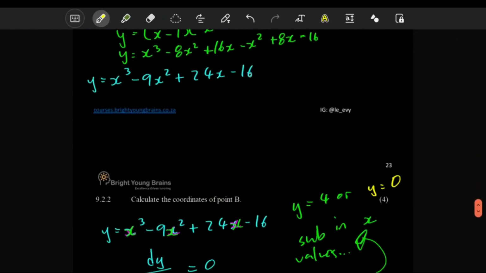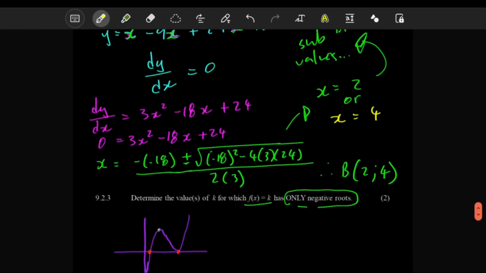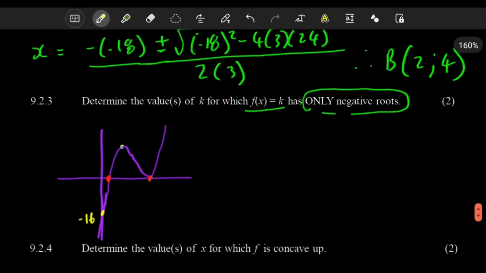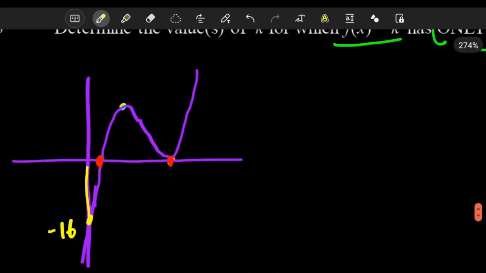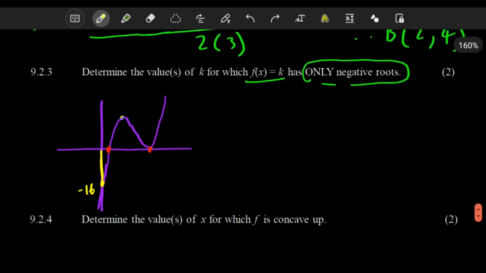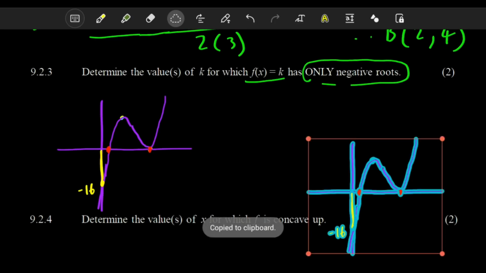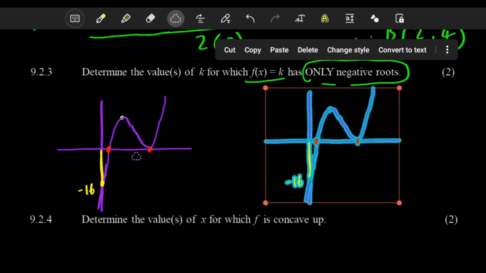You see, this is the equation, this will always be the y-intercept. So for this graph to have negative roots, this image has to be moved up 16 units for it to start having negative roots only. So this is what I mean. Let me take this image here, copy it, and show you the magic. Copy this thing here, paste it over here. So this is what it looks like now, right?